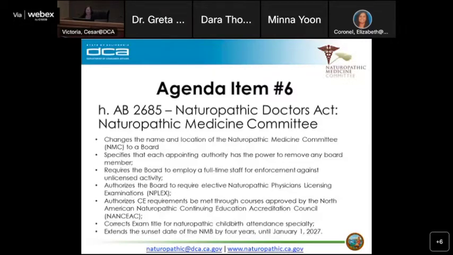Just clarifying the additional NPLEX electives. So would this, for example, allow us to require the parental therapy exam in California? Is that where this is coming from? That's exactly, yes, that is exactly it. Okay, great, thanks.